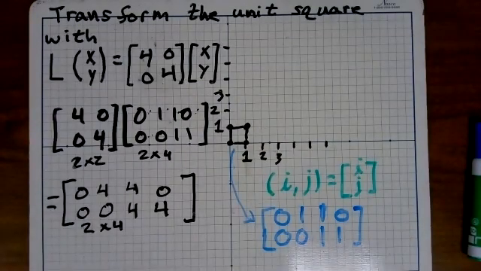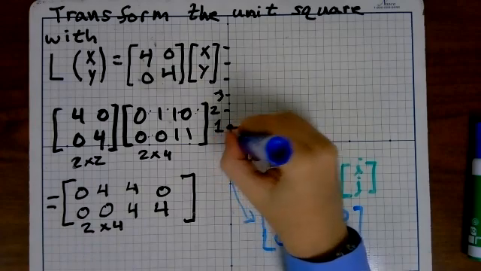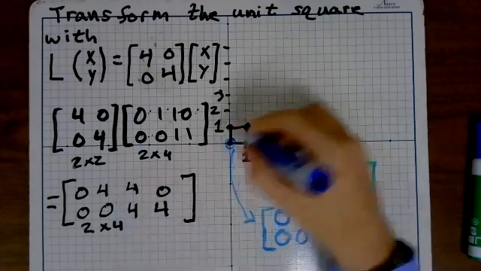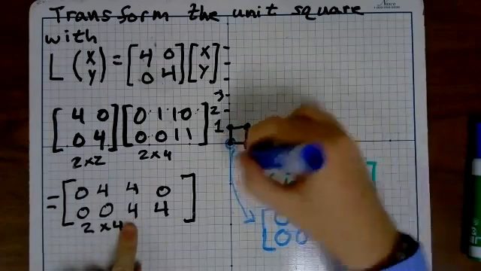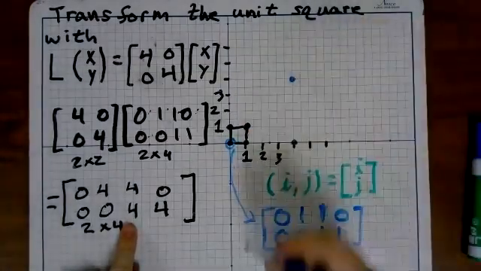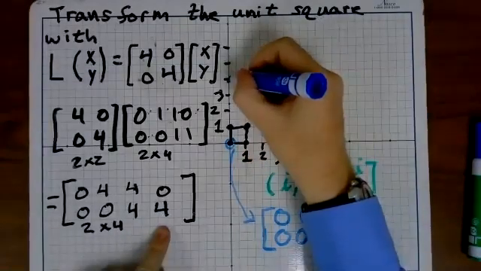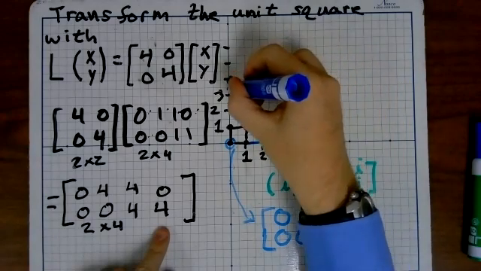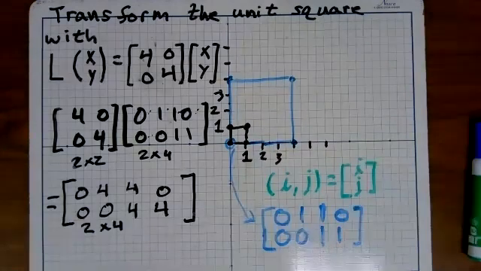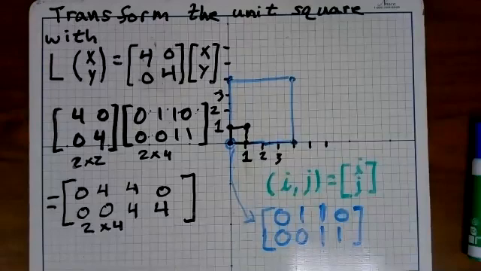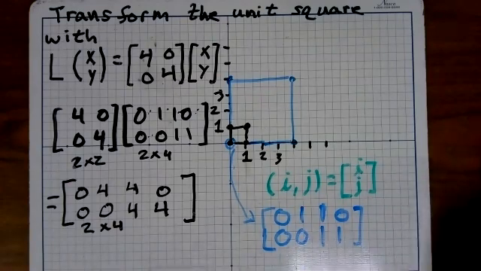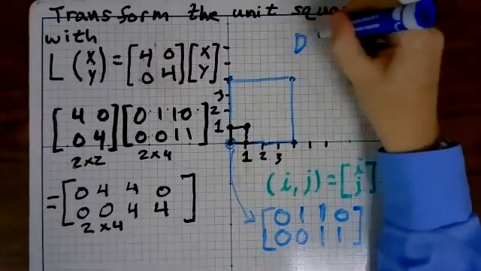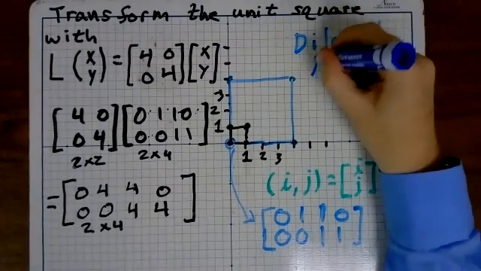All right. Let's read off our points. Our first point is 0, 0, over 0, up 0. Our next point is 4, 0, over 4, up 0. Our next point is 4, 4, here. And our last point is 0, 4, over 0, up 4 here. So what happened to our shape? It dilated. What was the scale factor of its dilation? It dilated by 4.